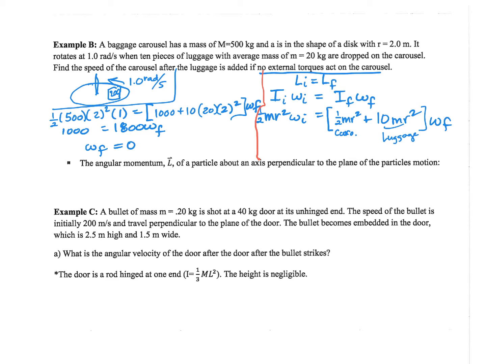So omega final is what? 0.56 radians per second. It's not the neatest thing in the world, but it's not terribly hard.